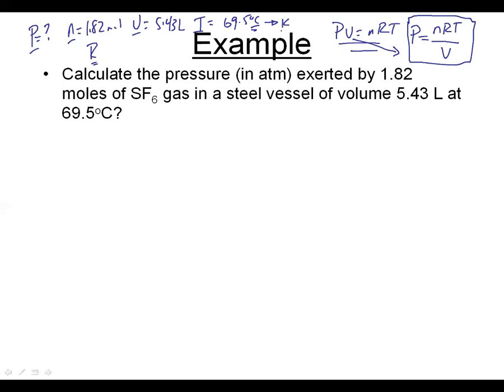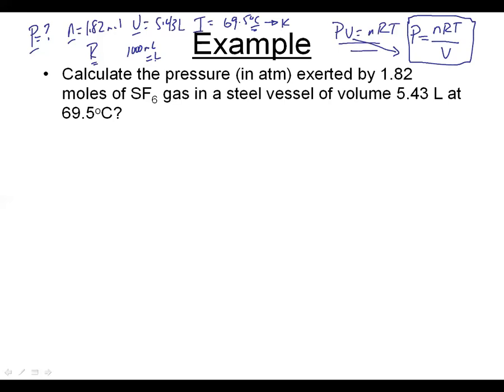Our volume's already in liters. I will say a very common conversion that you have to do with the ideal gas law is a lot of times you're given the volume in milliliters and you need to convert it to liters. So again, although we don't need to do it in this case, very commonly 1000 milliliters equals a liter is a common conversion that you sometimes will need for the volume. But again, in this case, it's already in liters, so we don't have to worry about it.